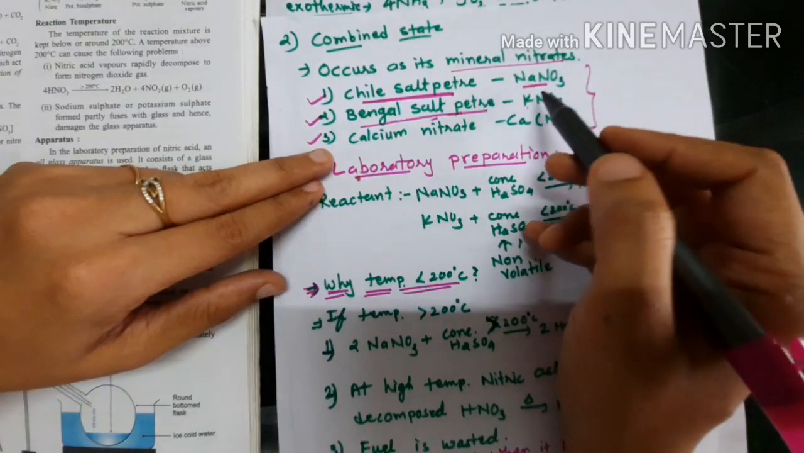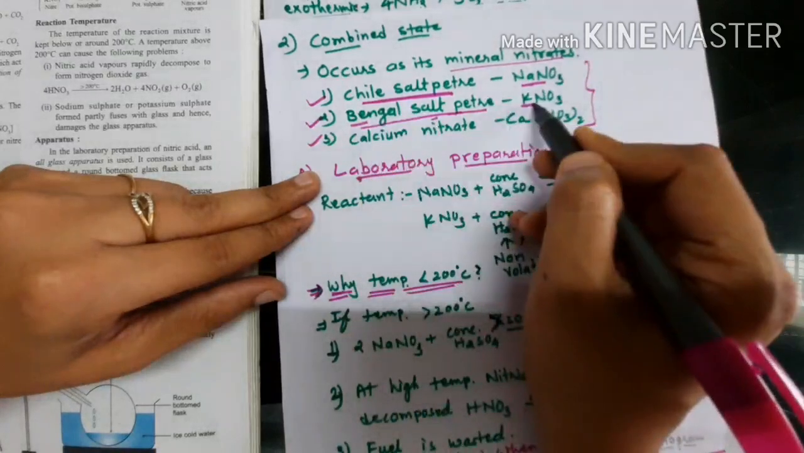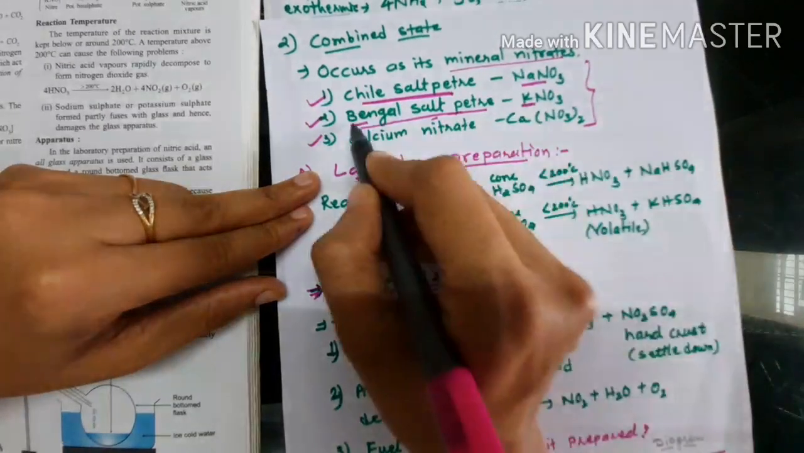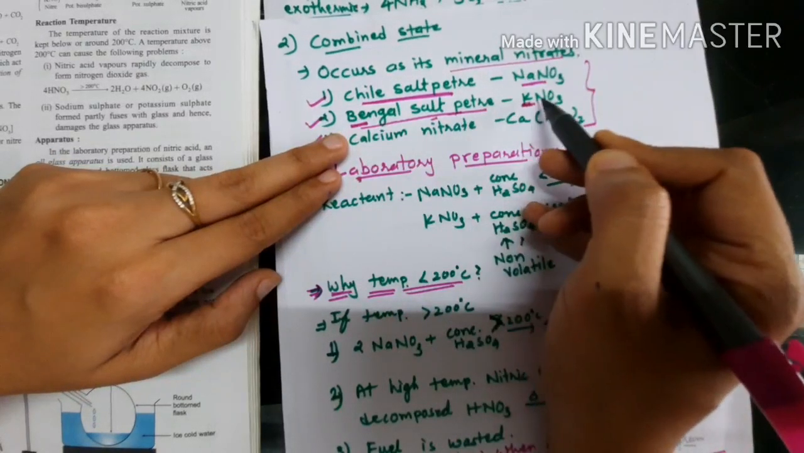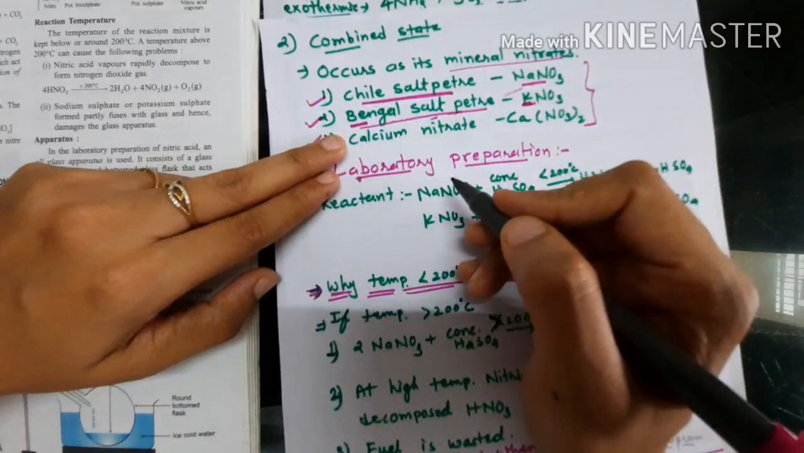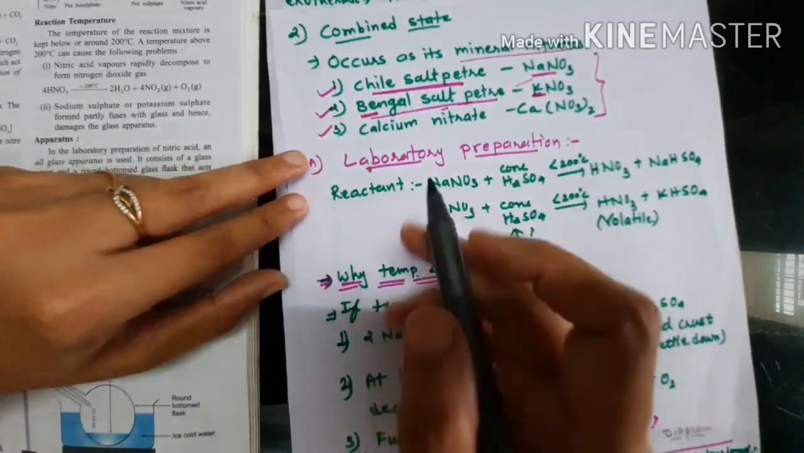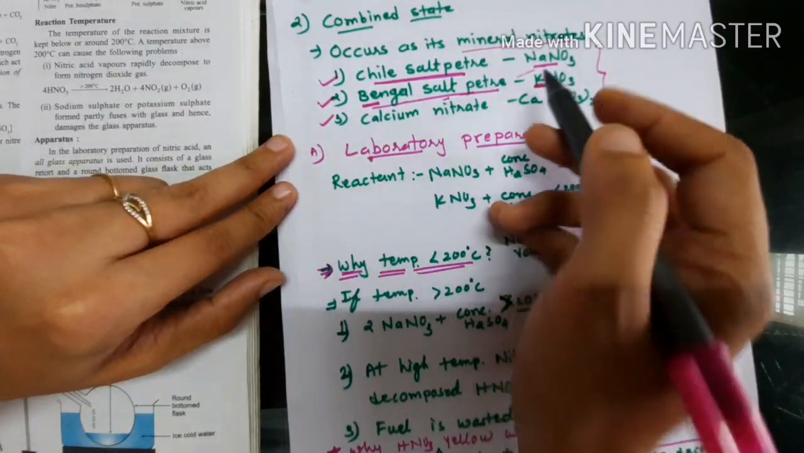Okay, so to remember, you can write BANK, which means Bengal saltpeter means K. And the other one, Chile saltpeter, you can make it like that also. So Chile saltpeter, BANK, that is Bengal potassium.